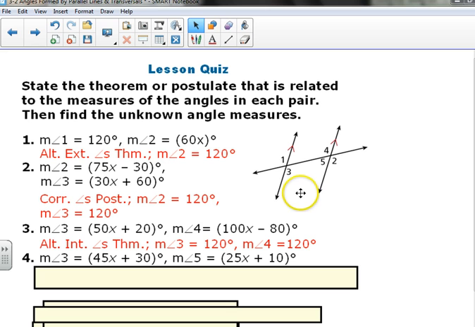And what can we say about angles 3 and 5, Kaylin? They're same side interior. So what's their relationship? 45x plus 30 plus 25x plus 10. Because they form a linear pair, or you could say they're supplementary, right? So you're adding the 2, and you end up with, what is 45 plus 25? 70x plus 40 equals 180. So 70x equals what? 140, and then 140 divided by 70 is 2.